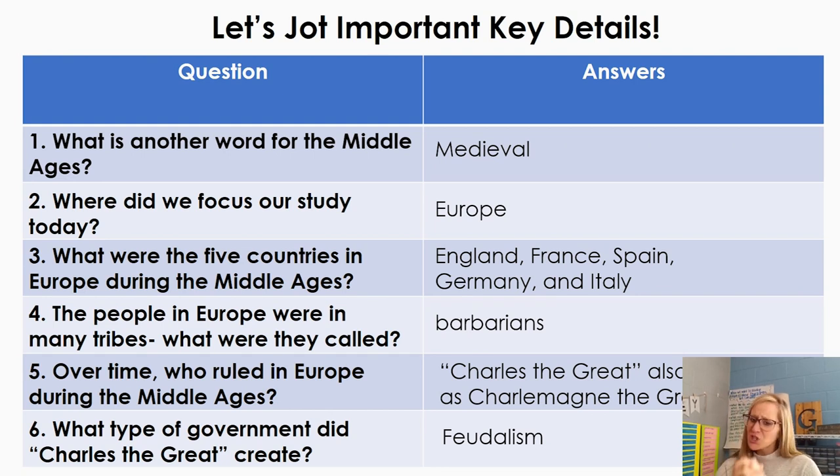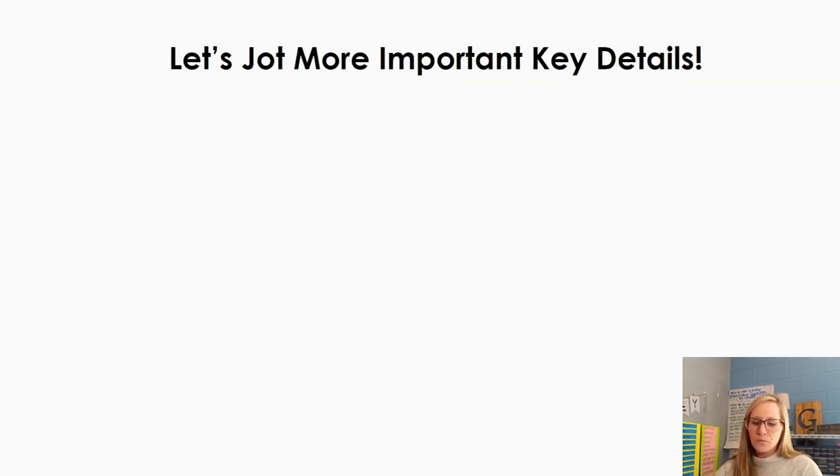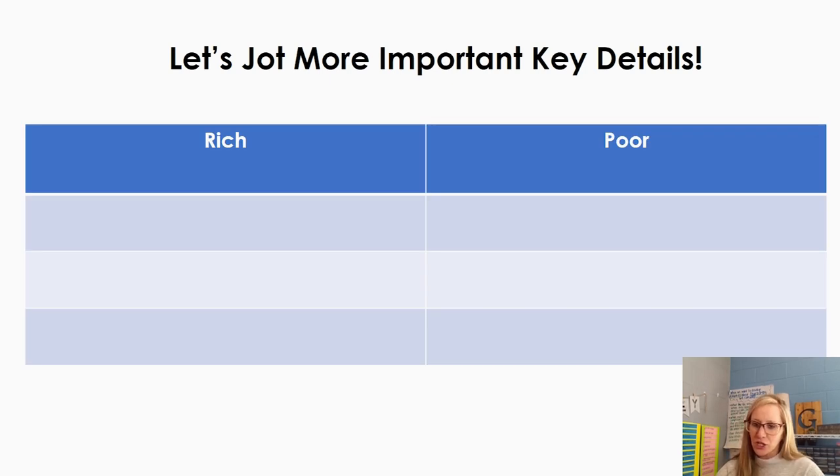So I want you to take these notes, and if you want to use the same piece of paper, that's okay. I want you to flip to the back side or get a new sheet, and we're going to make another T-chart. And this time, we're looking for details about the rich and the poor. We learned toward the end of our reading today about what privileges the rich had maybe versus the poor during this time period. So we're going to be thinking about, what did the rich have access to or opportunity to that maybe the poor did not?